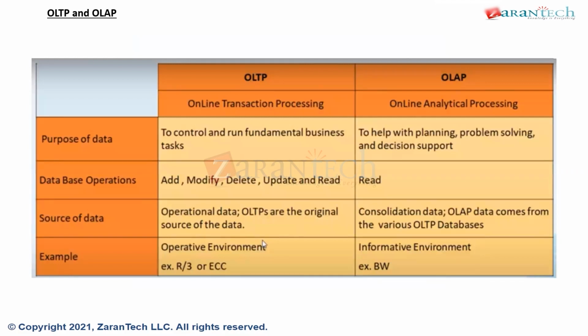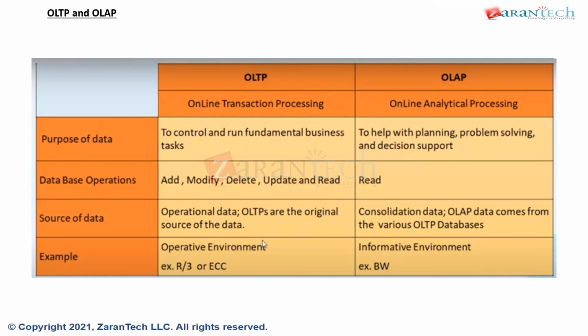So these are the differences. The purpose of the data is to control and run fundamental business tasks on the OLTP. And on the OLAP, it helps planning and problem solving. On the database operations, on the OLTP, we do additions, that means creation of new data, modify, delete, update, and read. And on OLAP, the only operation we do is the read operation.